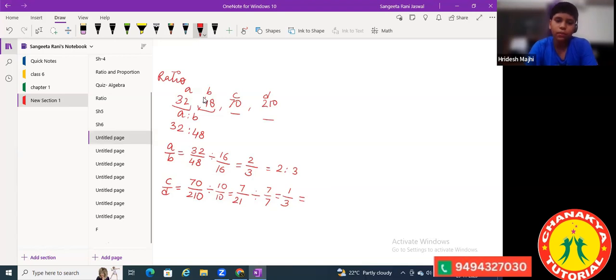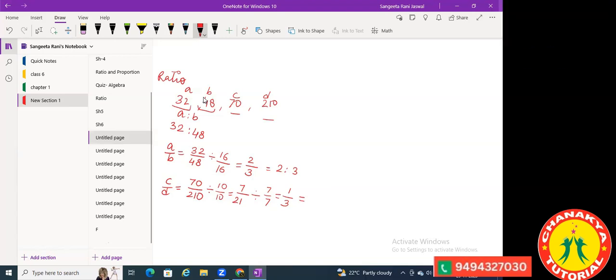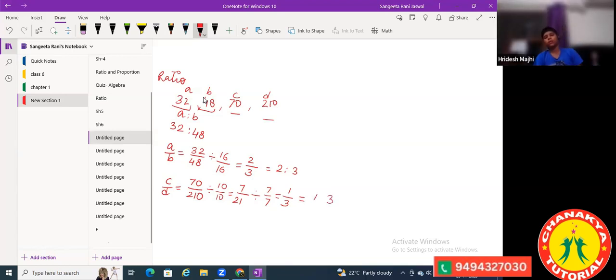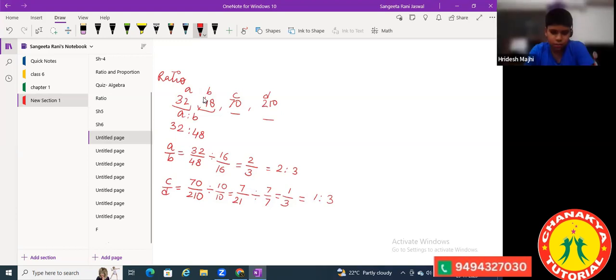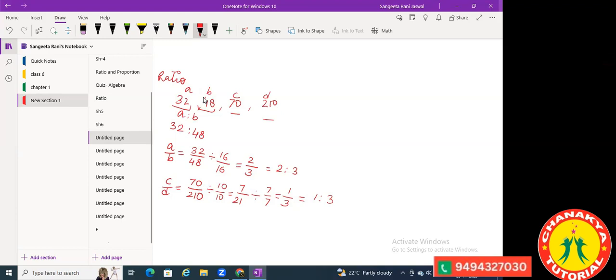You have to write 1 and 3, and something in the middle. Two dots. And we read it as "is to": 1:3. Okay? You understood this ratio? Yes, ma'am. Now the ratio concept is clear to you?